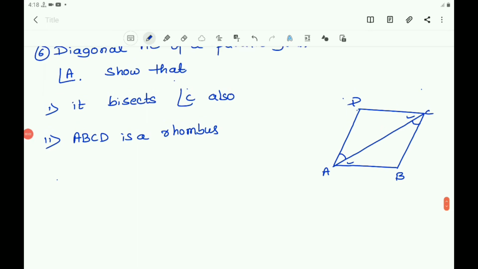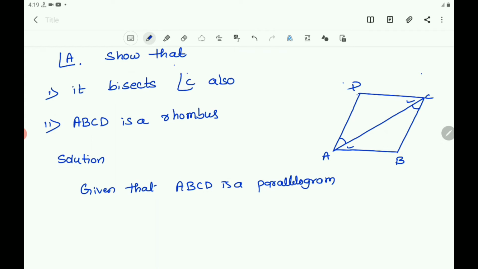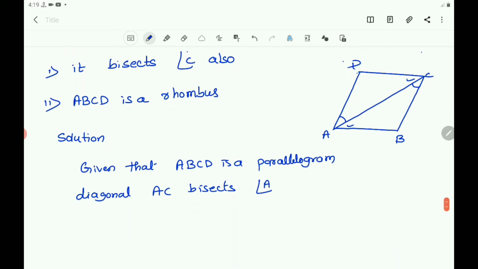Now you write here the solution. Given that ABCD is a parallelogram, and diagonal AC bisects angle A. So you can write, therefore angle DAC equals angle BAC.